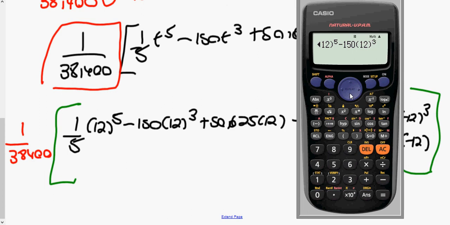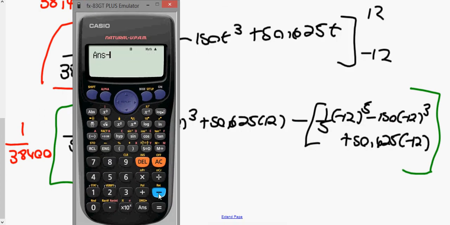Cubed, plus 50,625 multiplied by 12. Just going to press the equal sign at this point. Alright, that's the equals part for that part there.